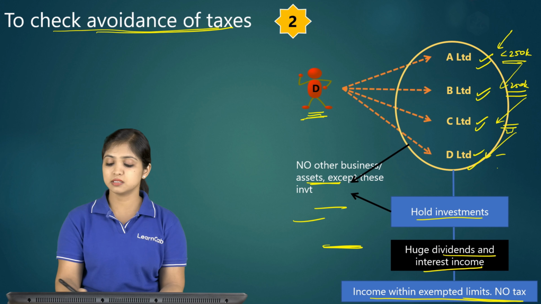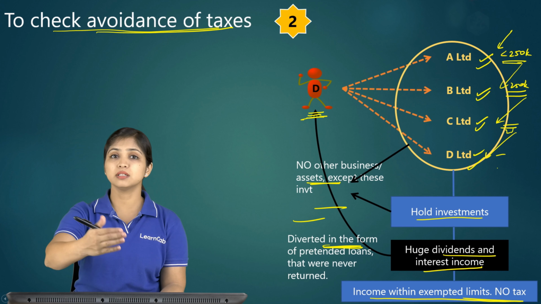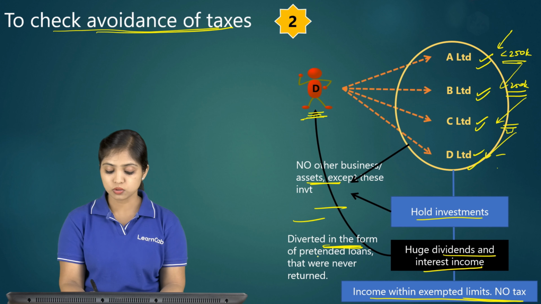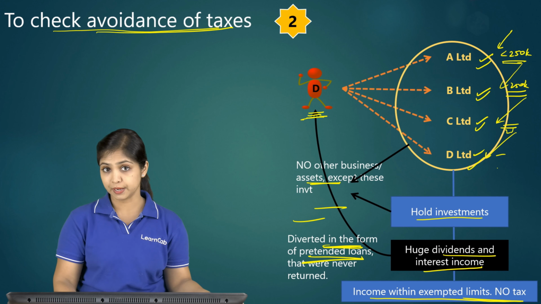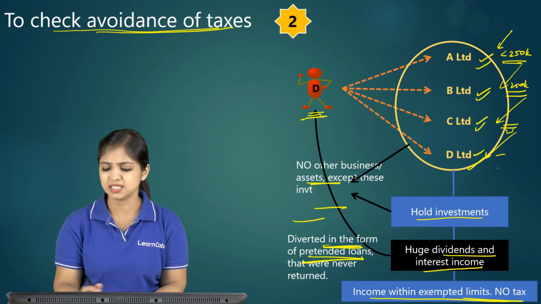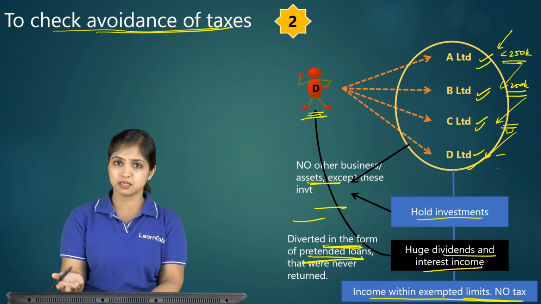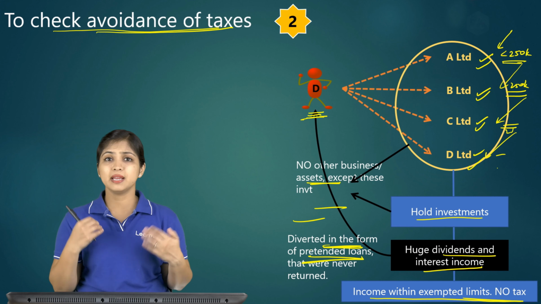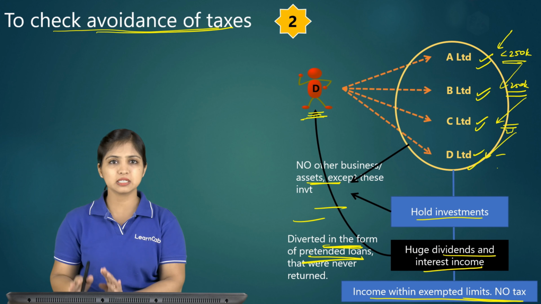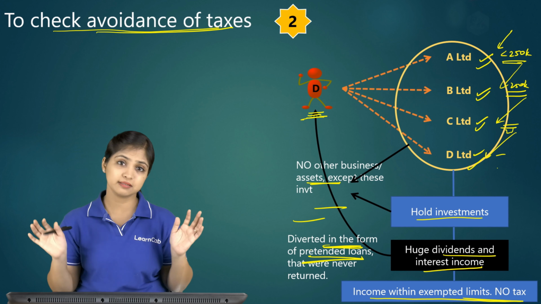So what the companies did was, the company lent this interest income to Red as if they are loans, and these loans were never repaid. Diverted in the form of pretended loans that were never returned. See, what will the company do with this money? The company has no business. The company has no other assets. The companies were formed only for the purpose of holding these investments, earning interest income so that tax is avoided.